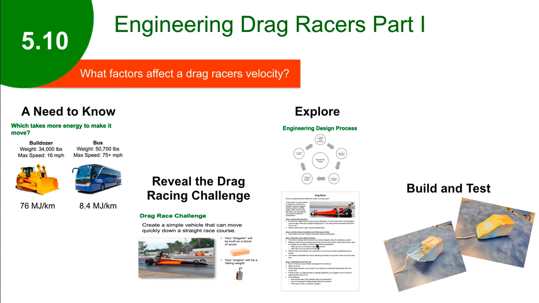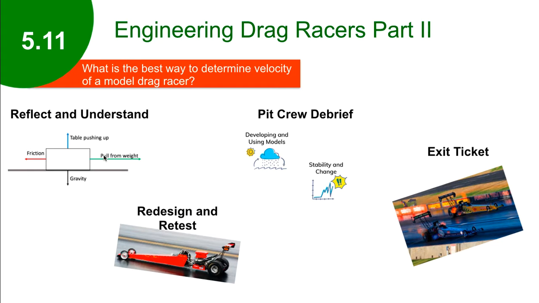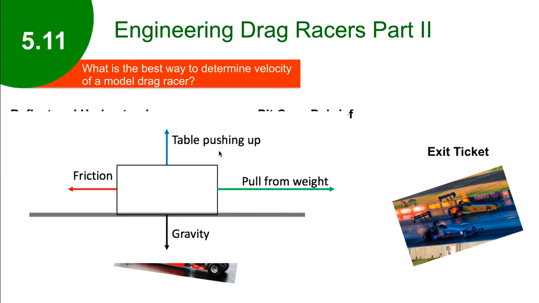A handout lays out all the criteria and constraints of this design challenge, and then students are going to build and test their models. We begin lesson 5.11 discussing the forces on the drag racer. They answer some simple questions to start with and then get to more challenging questions as they start to realize that there are a whole lot of forces at work, and it's the sum of the forces that determine the movement. And one of those most important forces is friction.